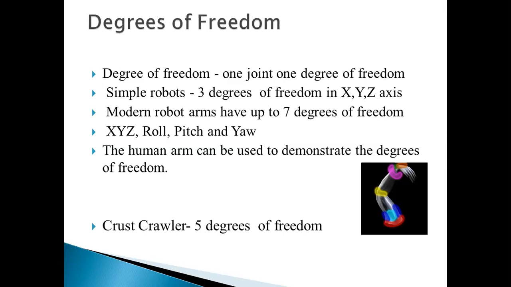Therefore, there are many arrangements, like a Crust Crawler having 5 degrees of freedom. So the degree of freedom will decide the mobility or flexibility of the mechanism. Simultaneously, the controlling part will also be difficult. Or you can say it's a costly affair to control each degree of freedom, because a single joint should have at least 1 degree of freedom. So this is the concept of the degree of freedom.